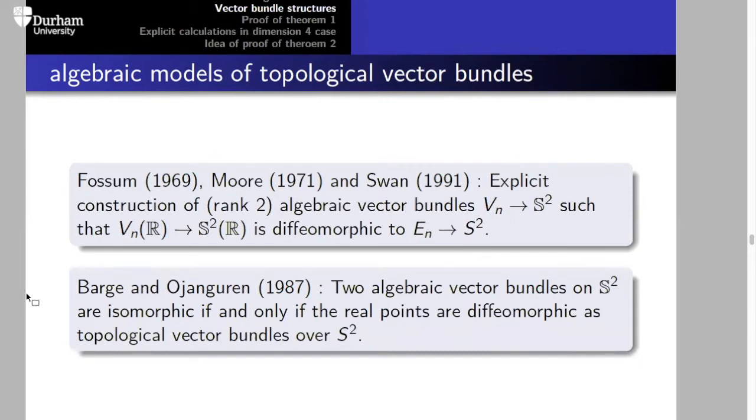A very surprising result in 1987 of Barthes and Aujean-Gourand is the following. If you have 2 algebraic vector bundles on the algebraic sphere S2, they are isomorphic if and only if the real points are diffeomorphic as topological vector bundles over S2. Now, I told you in the beginning that if you have objects that are isomorphic algebraically, the real points are diffeomorphic, and the converse is not true in general. This is an example where the converse does hold, and it's quite remarkable that they could prove this.